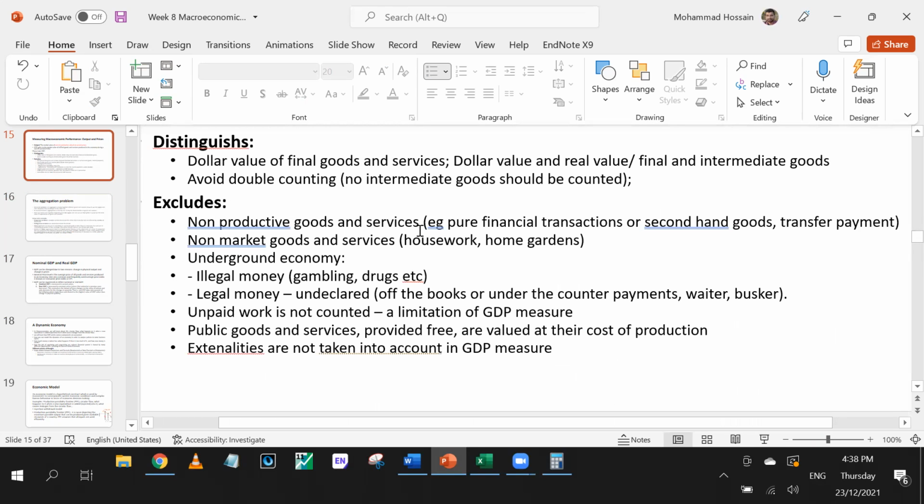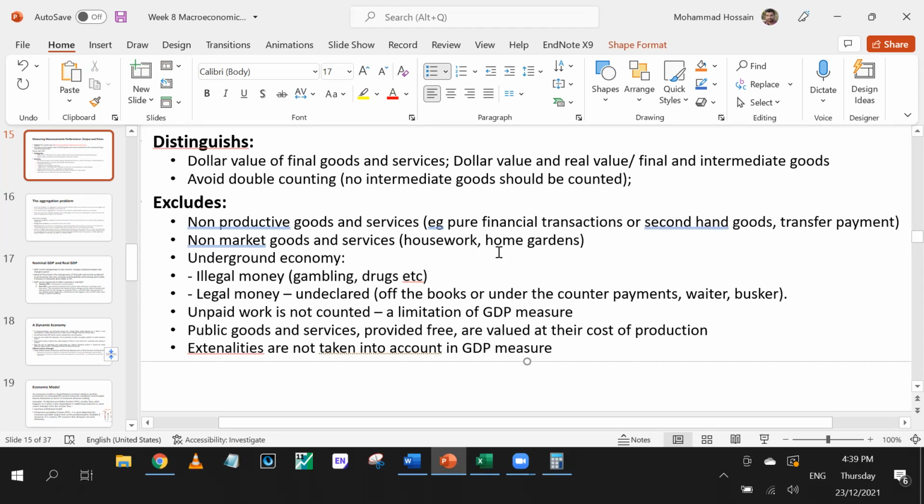Non-productive goods and services. Second-hand goods are not considered in GDP. Second-hand goods, not included in GDP. Transfer payments, when the government pays you social security money, like in Australia, Centrelink payments, these things are called transfer payments.